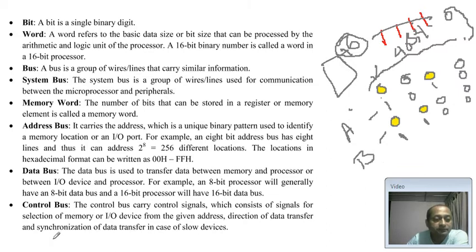Now the address bus is the same thing. It carries the address. We have 00 to FF. 00 is the lowest, and FF is the highest. FF is hexa; one should be very clear. This H indicates hexa. Hexa means we count 1 to 16.